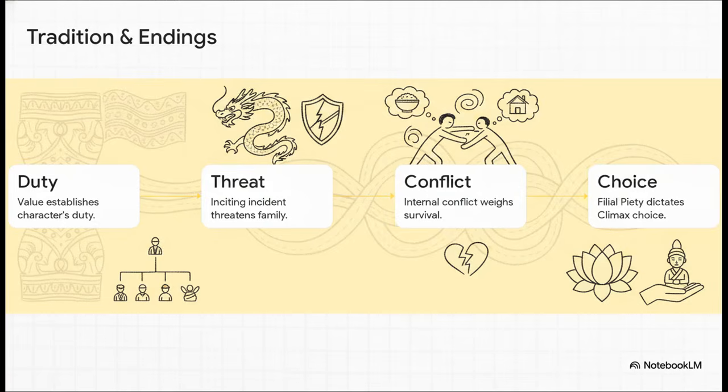Now, what's really interesting about this is how cultural traditions aren't just pretty background details. They are the actual blueprint for the entire plot resolution. Watch this flow. The cultural value establishes the character's duty right in the exposition. Then the inciting incident threatens that exact duty. This forces an agonizing internal conflict, usually personal survival weighed against family duty. And ultimately, the cultural value of filial piety dictates the choice the character makes at the climax. The culture literally builds the story.